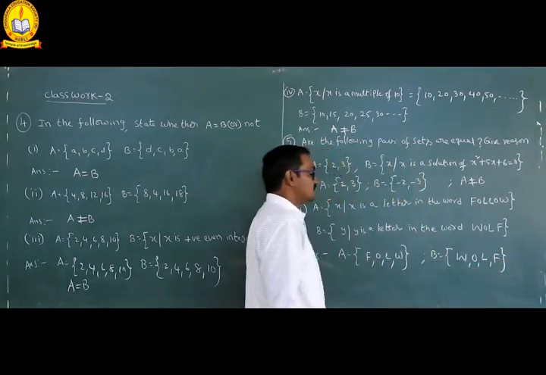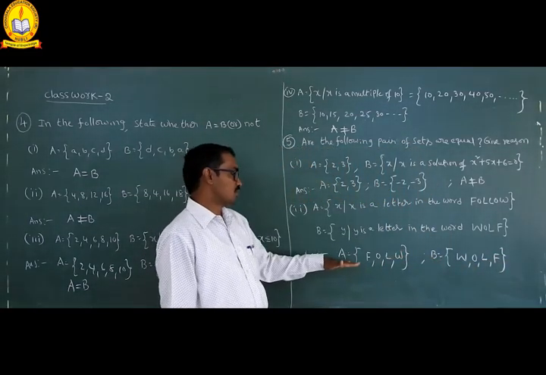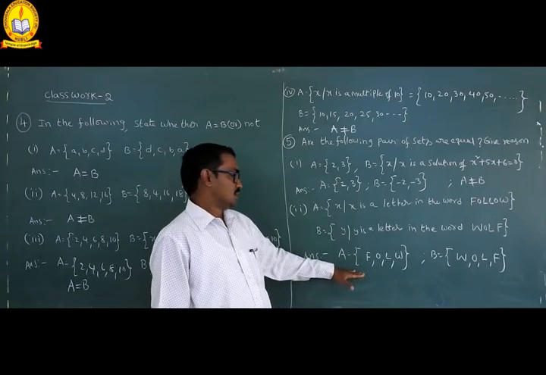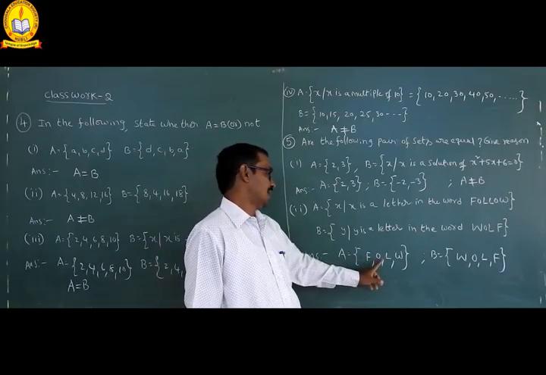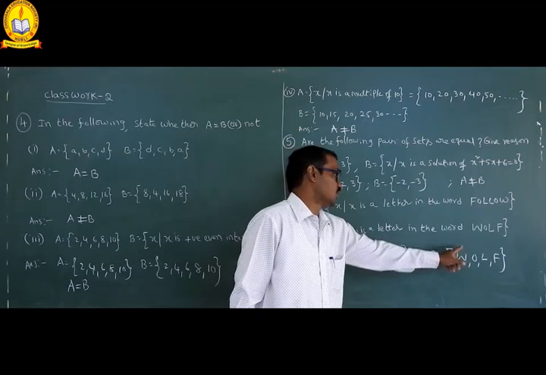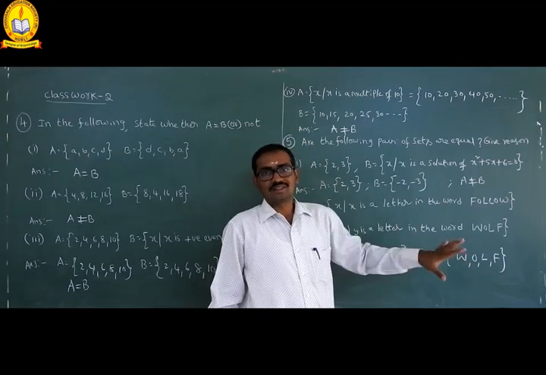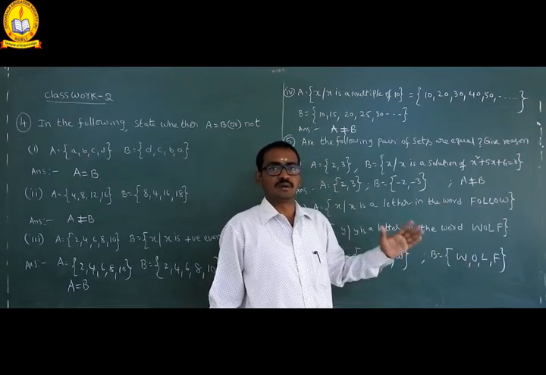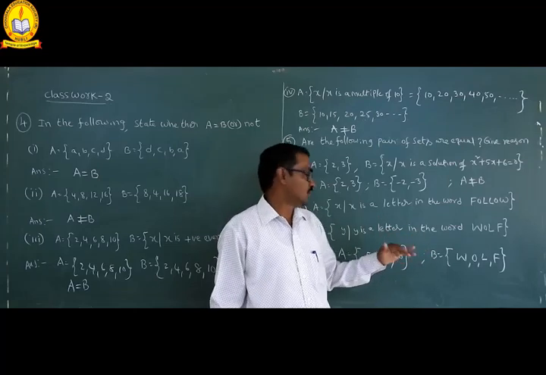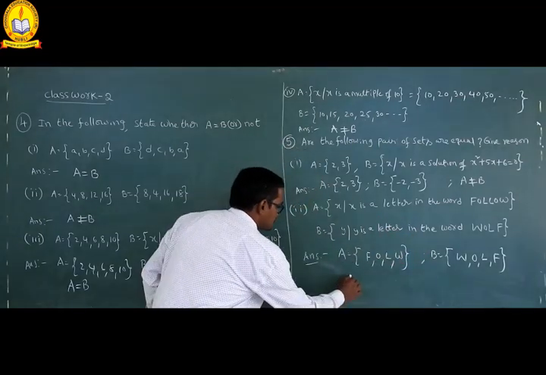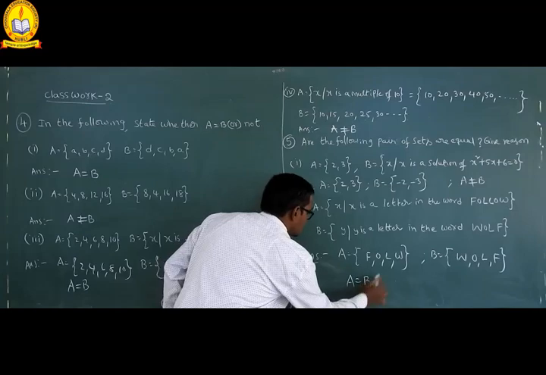Here the number of distinct letters is 4. Here also the number of distinct letters is 4. The letters in set A are F, O, L, W. In set B also F, O, L, W. The letters are the same and the number of distinct letters is also the same. That's why both the sets are equal sets. Set A is equal to set B.